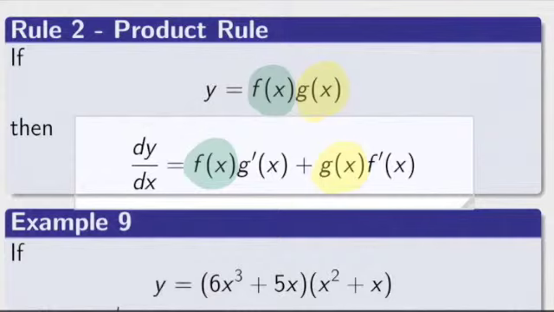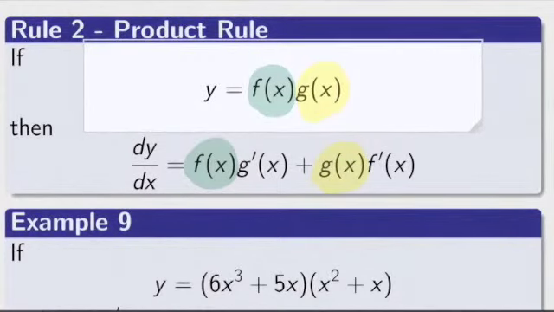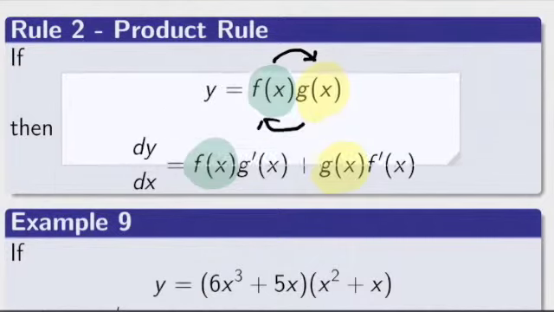So, differentiating a product of two functions, we take the first function, then we multiply by the derivative of the second function, plus we take the second function, multiply that by the derivative of the first function to obtain the derivative of the whole product y.